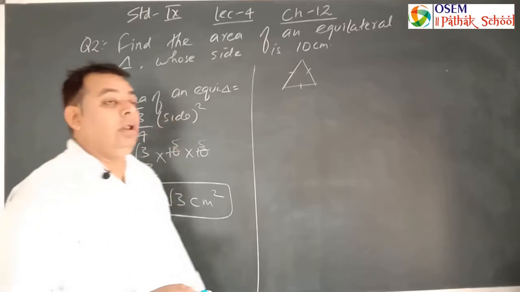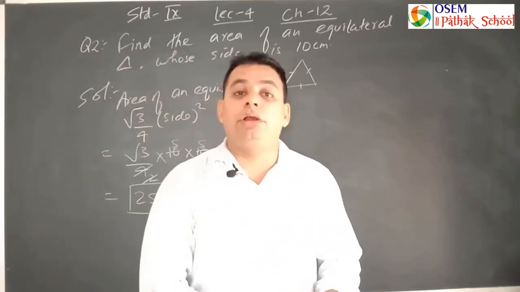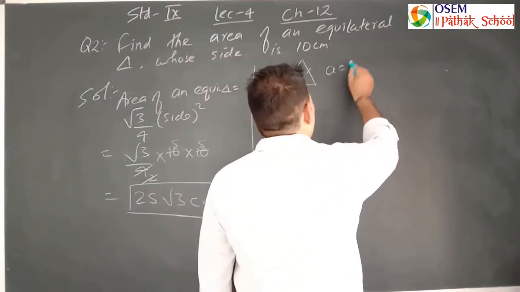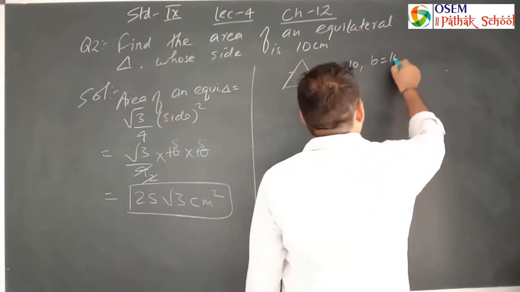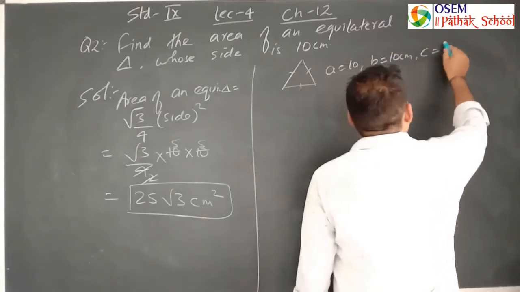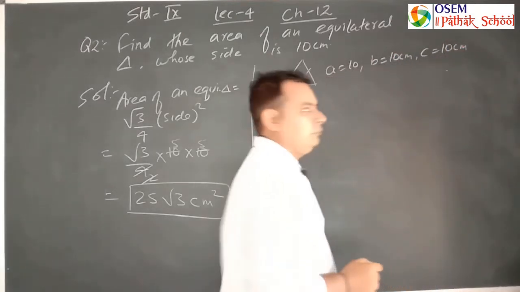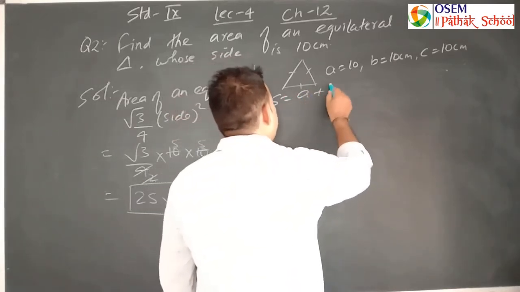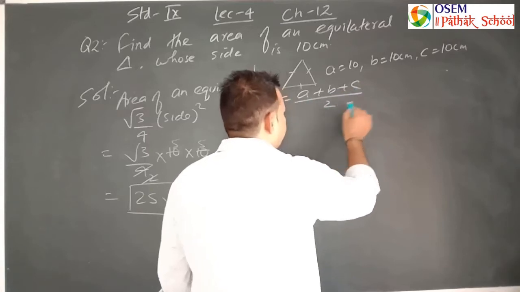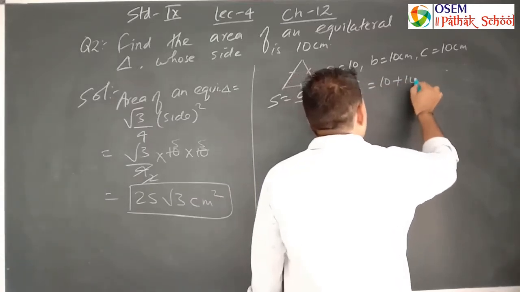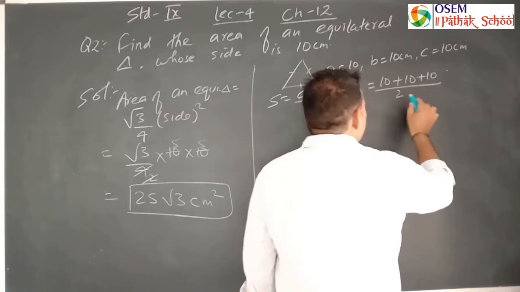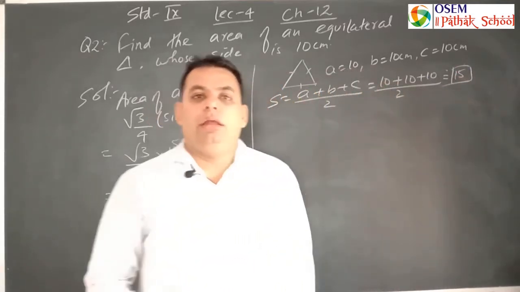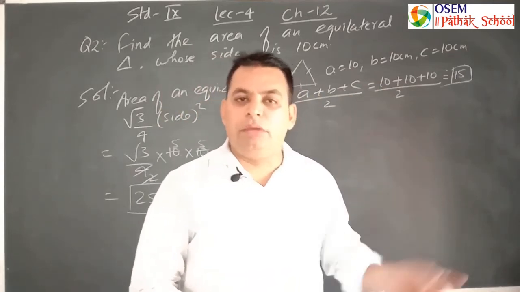Now I am going to show how to find the area of an equilateral triangle using Heron's formula. So here I am drawing, let A equals 10, B equals 10 centimeter and C equals 10 centimeter. All three sides are the same. Applying S equals A plus B plus C upon 2, that will be 10 plus 10 plus 10 divided by 2, 15. So the semi-perimeter is 15.